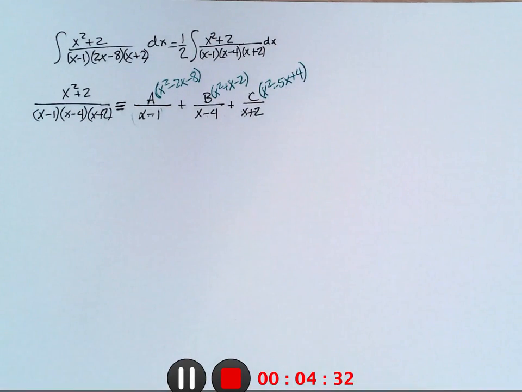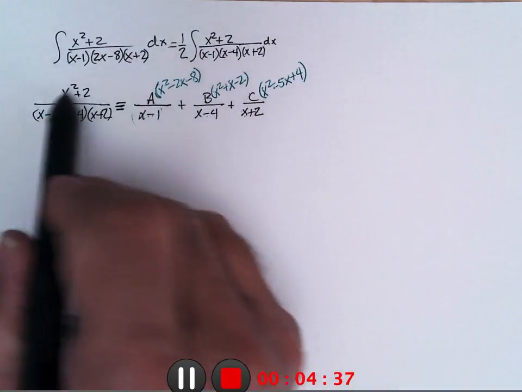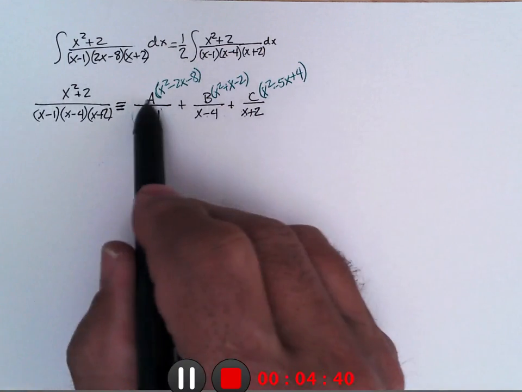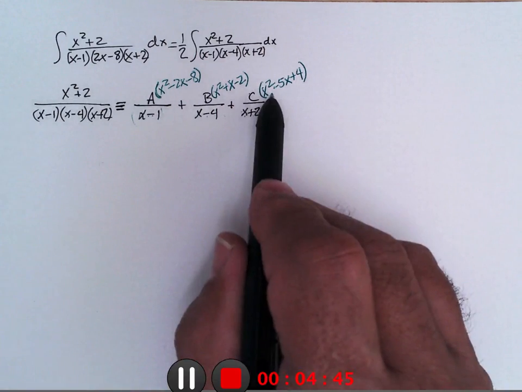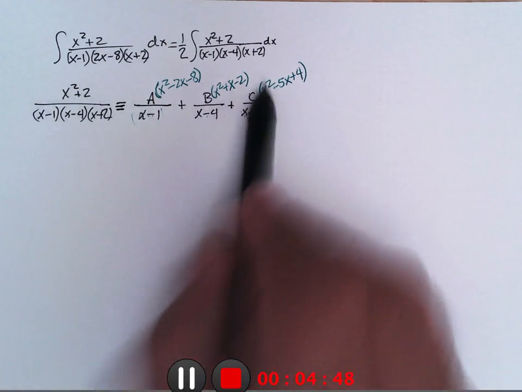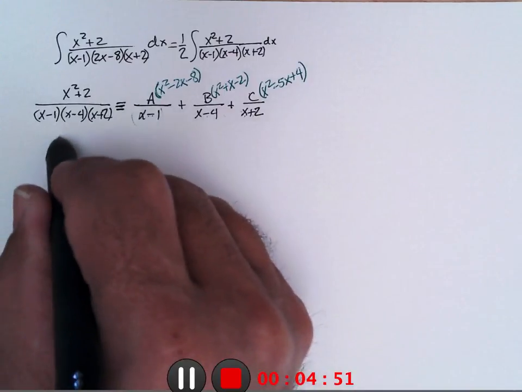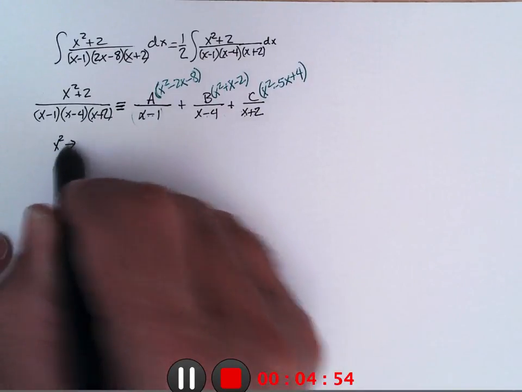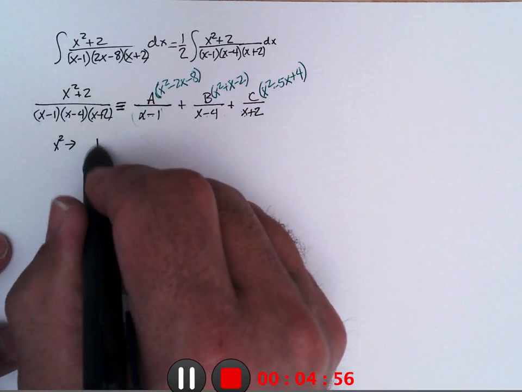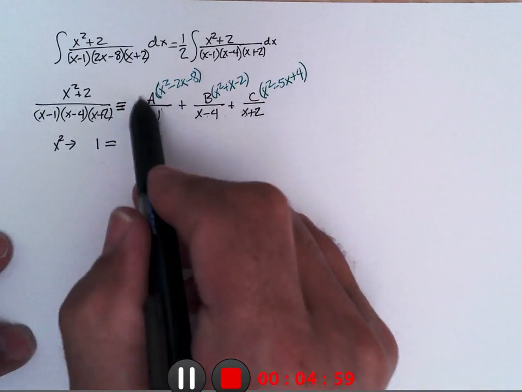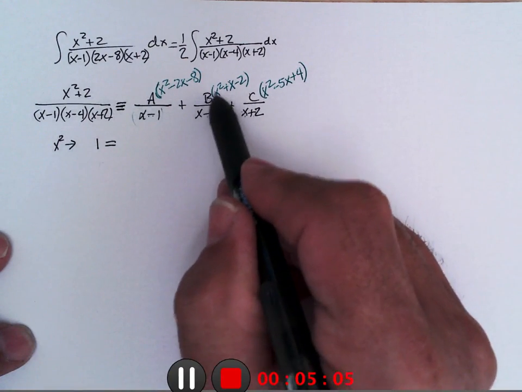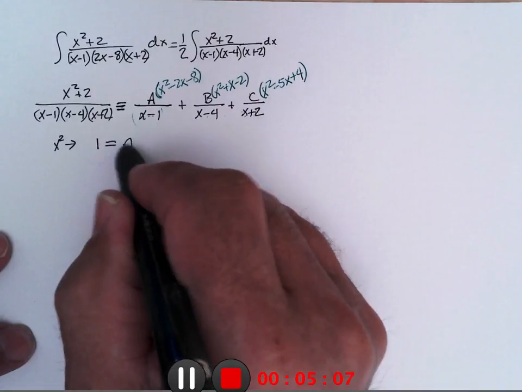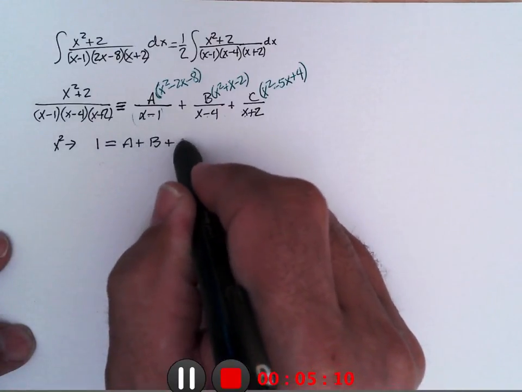And now, if these are going to be identically equal, the number of x squareds I have in this numerator has to equal the number of x squareds I have in here. The number of x's have to equal the number of x's, and the constants have to equal. So I'm going to look at the x squareds first. Here I have 1x squared, so over here I have to have 1x squared. Right now I have a x squareds and b x squareds and c x squareds, so a plus b plus c must add to be 1.